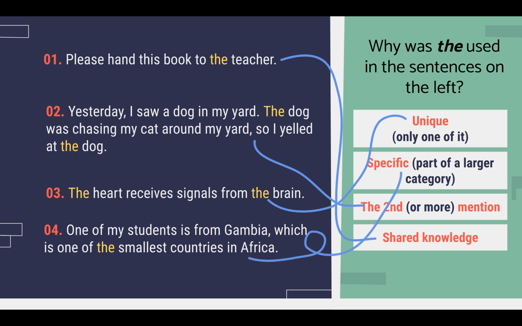Number 4, one of my students is from Gambia, which is one of the smallest countries in Africa. This is specific, right? Gambia is a specific country in a larger category of all of the countries in Africa. All right, students, I hope that helped you feel a little bit more comfortable with using the.